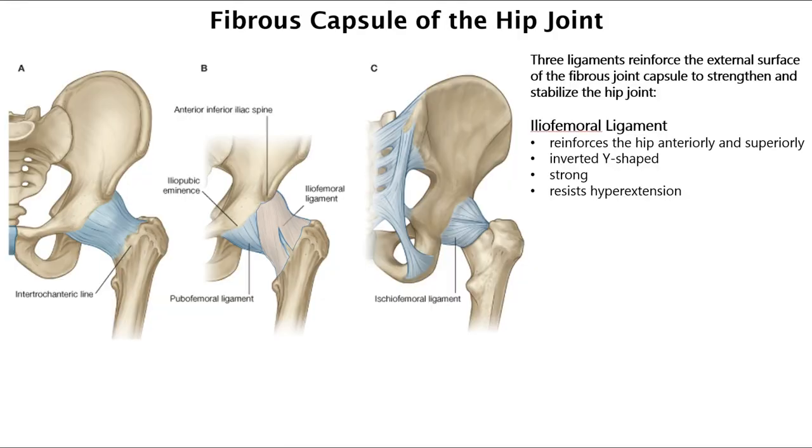Like all joints, the hip joint is surrounded by a robust joint capsule. 3 ligaments reinforce this external surface of the joint capsule to strengthen and stabilize the hip joint. The iliofemoral ligament reinforces the hip anteriorly and superiorly. This ligament has an inverted Y-shaped appearance and attaches from the AIIS of the coxal bone superiorly to the intertrochanteric line of the femur inferiorly.